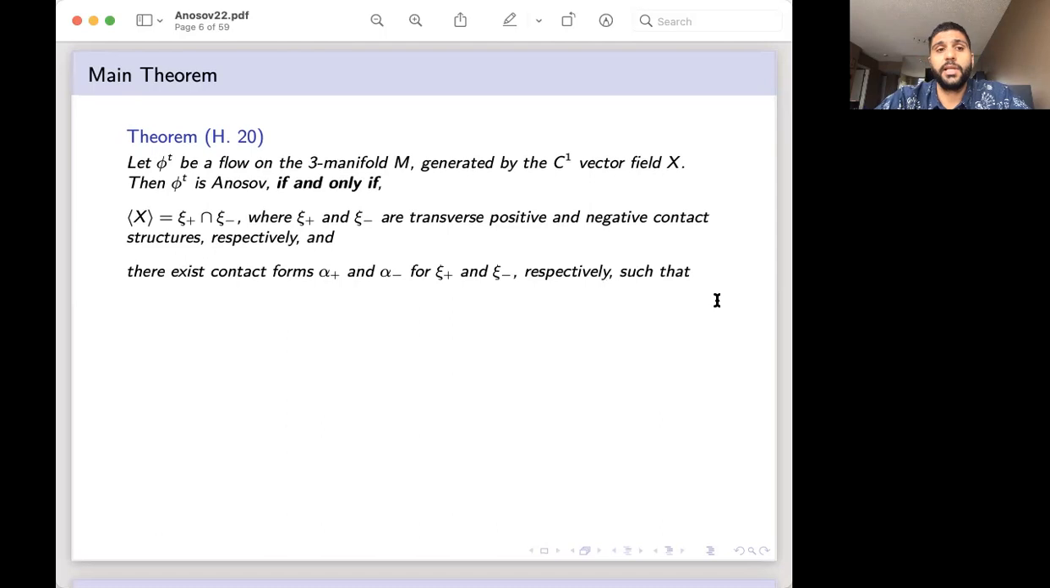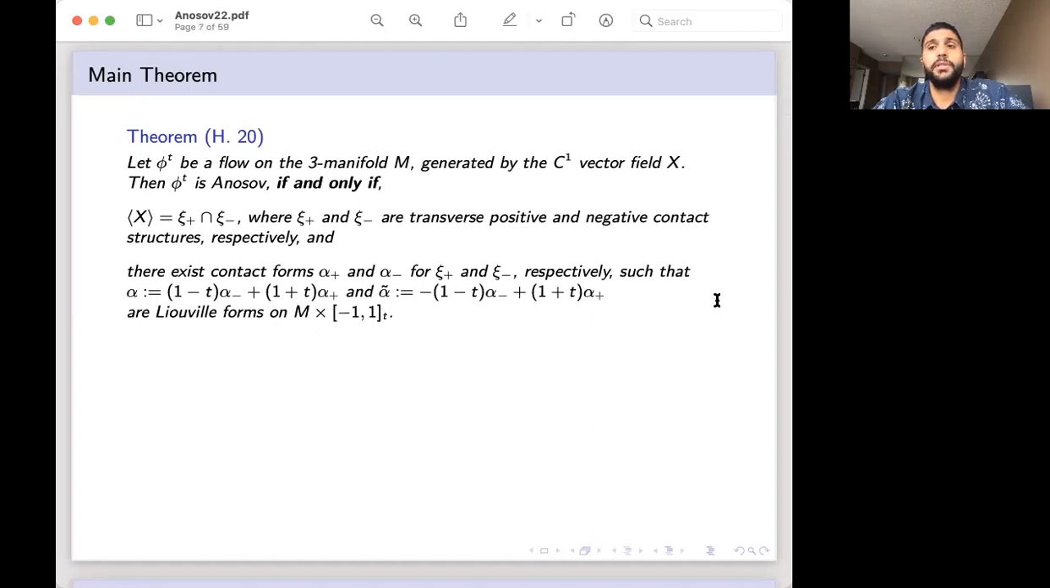And there exist contact forms alpha plus and alpha minus for C plus and C minus, such that the two linear interpolations, (1 minus t) alpha minus plus (1 plus t) alpha plus, and minus (1 minus t) alpha minus plus (1 plus t) alpha plus, are Liouville forms on M cross interval. So let's try to read this a little bit more carefully again.